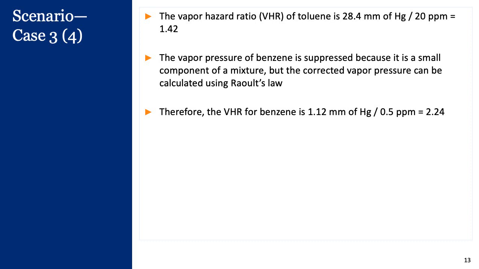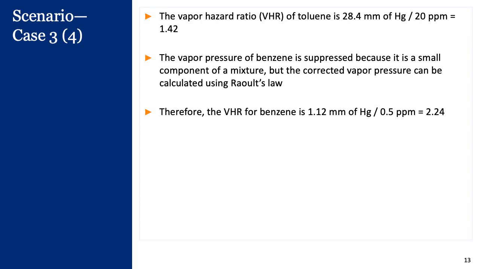As an industrial hygienist, you don't have the luxury of actually going and measuring people's exposures because the change hasn't yet happened. But you can use your knowledge of the vapor hazard ratio. The vapor hazard ratio for toluene is 28.4 millimeters of mercury divided by 20 parts per million occupational exposure limit. So the vapor hazard ratio comes to 1.42.